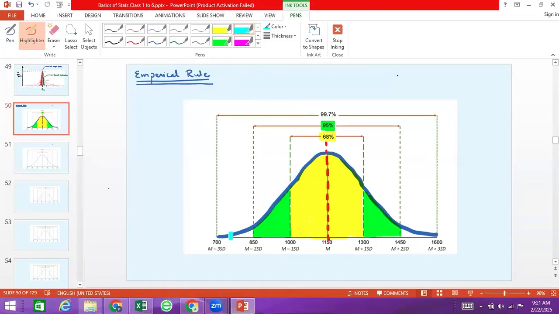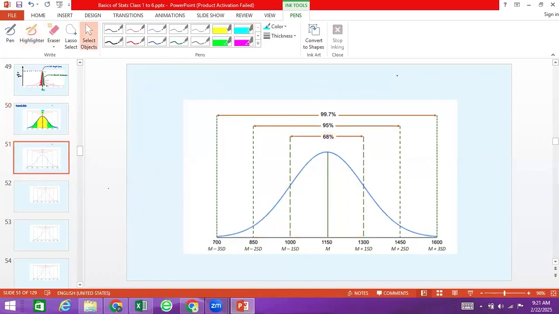And similarly, if I look at plus minus three standard deviation, that will cover 99.7% of the data. Right? Let's try to understand it using an example.